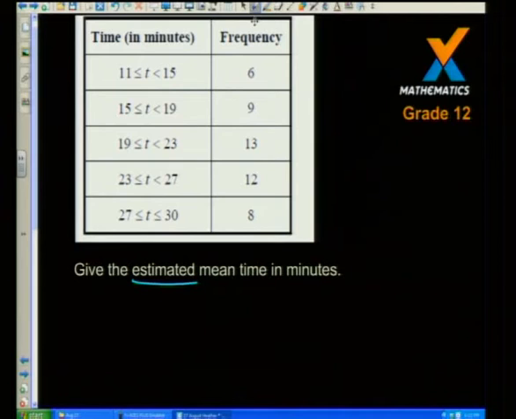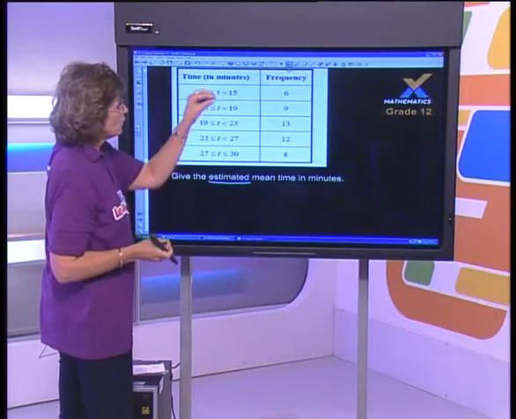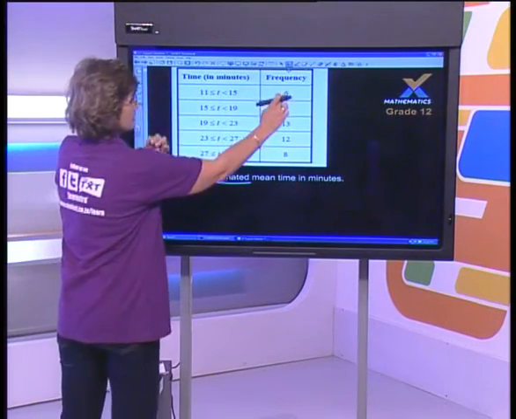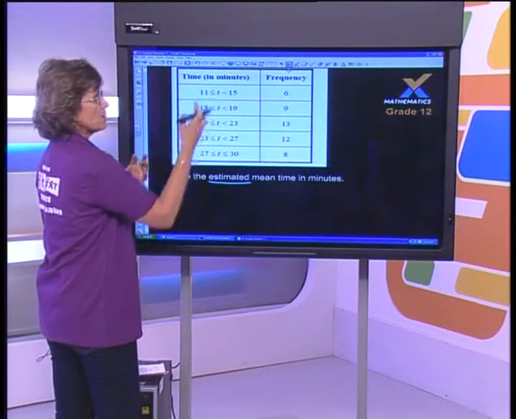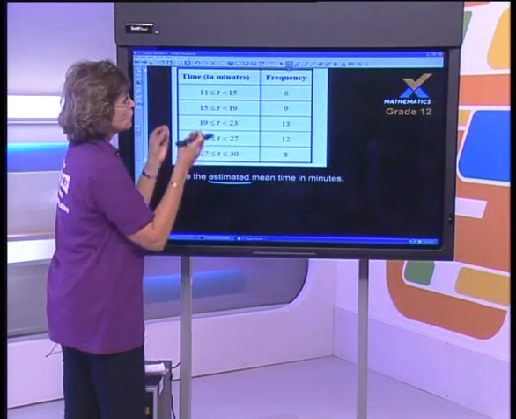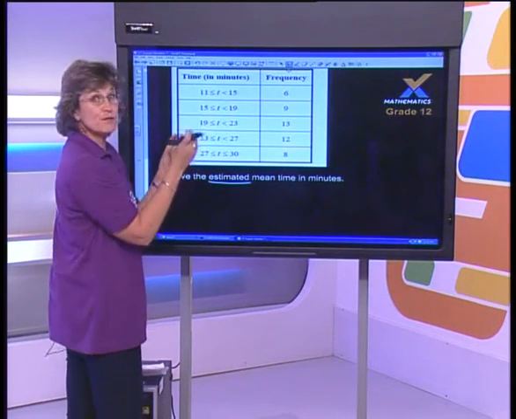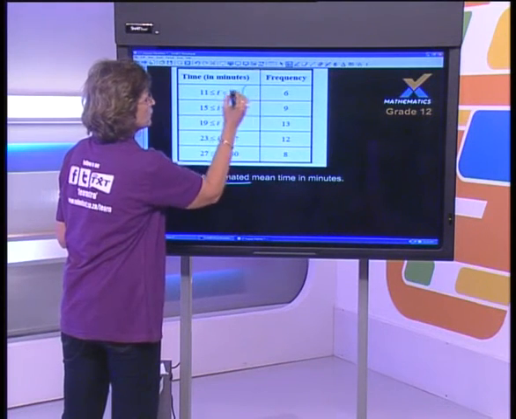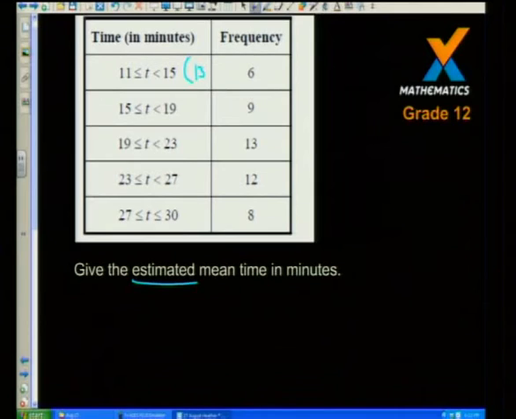Now, we cannot work out the exact mean time because we do not have the exact times. We're working with data, which is a bit of a mystery. We know that we've got 6 items in this category, but we don't know what they were. So what we need to do is we need to find a representative in here. And the representative that we're going to use is that middle point, not used for median, but used for mean, which is 13. Here our middle point is 17.